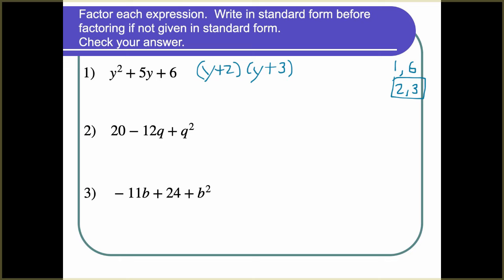Here it also says to check your answer. So to check it, we are going to FOIL it back out or distribute, however you want to look at it. We're going to multiply these back together to make sure we get back to the original. So we take y times y, we get y squared. Y times 3, we get 3y. 2 times y, we get 2y. And 2 times 3, we get 6. So now we have y squared plus 5y plus 6.